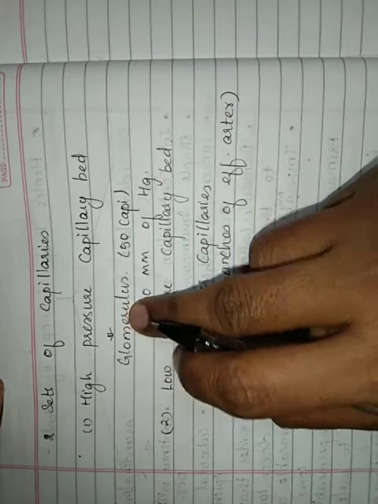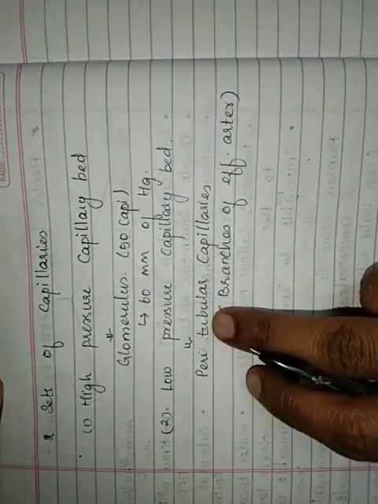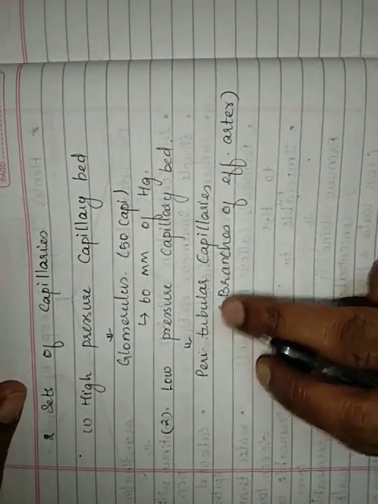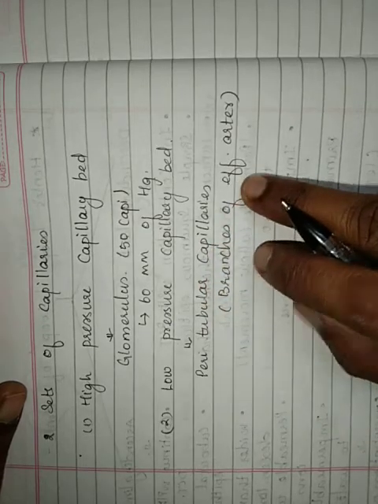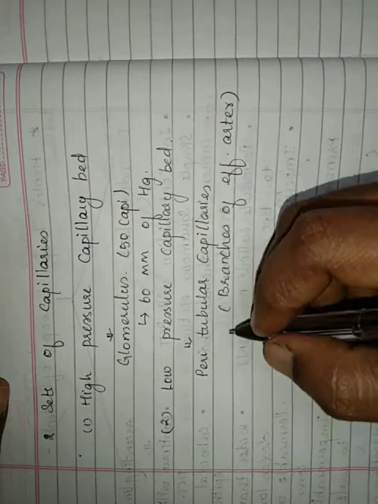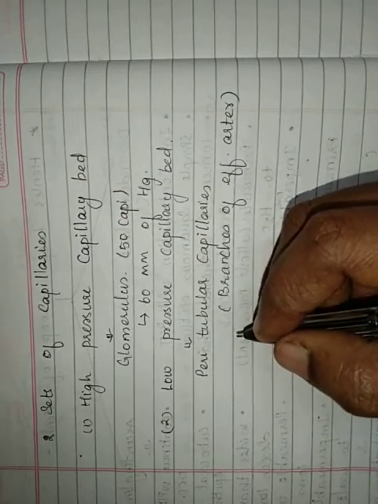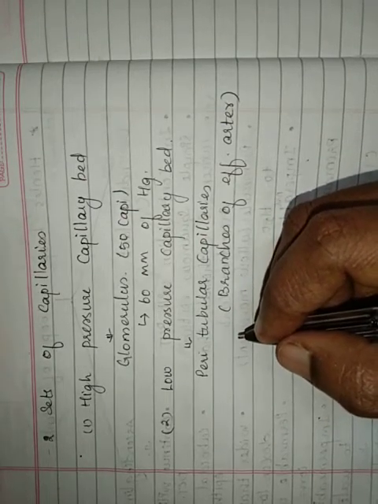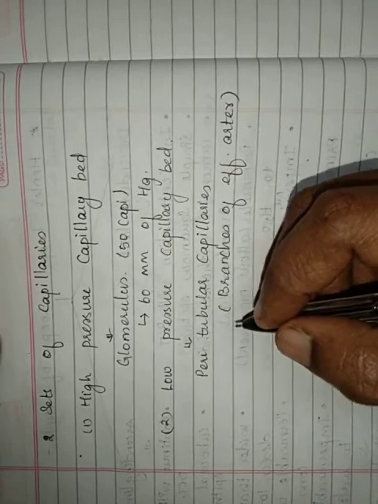Glomerulus is branches of afferent arteriole, and peritubular capillaries are branches of efferent arteriole. And where will this be present? It is going to be present around PCT and DCT. And also as vasa recti, we saw the juxtaglomerular nephron. In that, it is going to be present around the Henle's loop also, which is called as vasa recti.